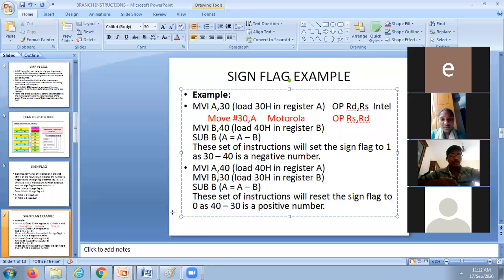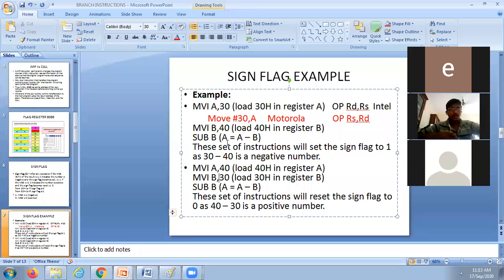In that case, what is the result? 10. Is 10 a positive number or negative number? Positive number. So what about the sign flag? 0. The sign flag is 0. This is an example of how the sign flag is set or reset. Now is it clearly understood? Any doubt in this sign flag? Yes, clearly, sir.